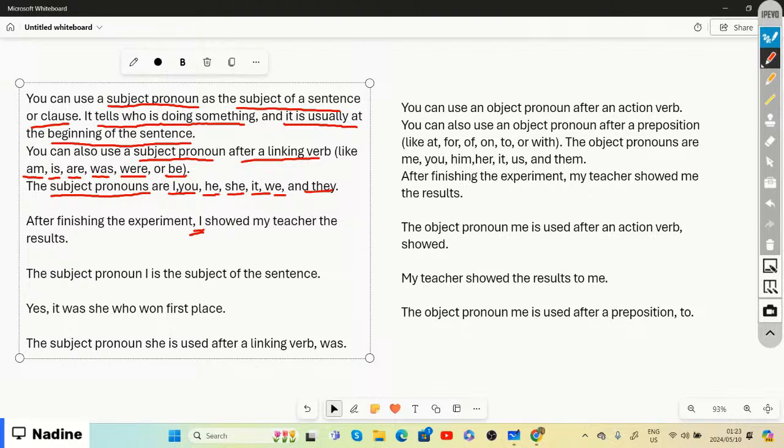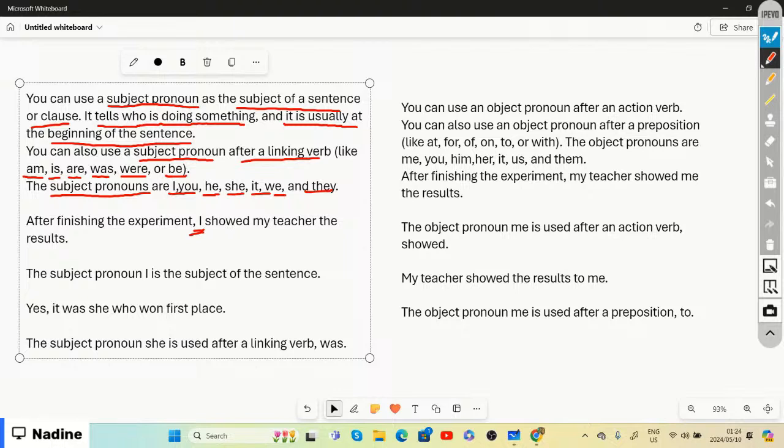As you said, we added our introductory phrase, which is after finishing the experiment. Because I could also say, I showed my teacher the results after finishing the experiment. But we just started with after finishing the experiment, I showed my teacher the results. So I is the subject pronoun, and I is also the subject of the sentence, right? It tells us who is doing something. I am doing something.